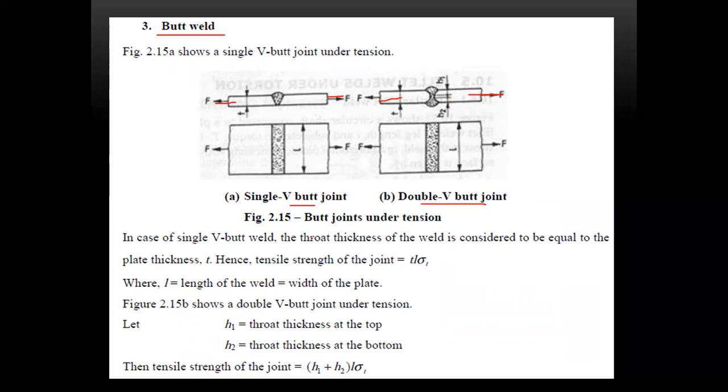Now in a single V joint, the throat thickness of the weld is considered to be equal to the plate thickness T. Therefore, the strength of the joint is equal to T into L into sigma t, where L is equal to length of the weld, that is the width of the plate. V is equal to butt joint under tension. H1 is equal to throat thickness at the top. H2 is equal to throat thickness at the bottom. Therefore, the tensile strength of the joint is equal to (H1 plus H2) into L into sigma t.